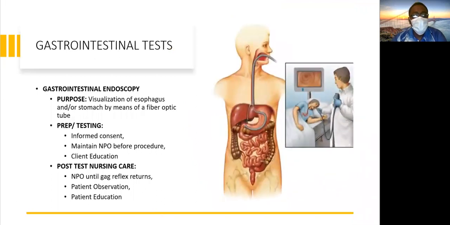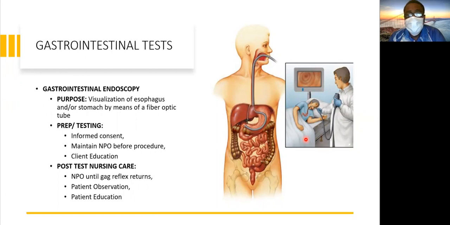So let's look at gastrointestinal endoscopy, which is the visualization of the esophagus and the stomach by means of a lighted tube. So that's a lighted flexible fiber optic tube that is introduced through the mouth to the stomach to determine the presence of ulcerations, tumors. You can also use it to obtain tissue or fluid samples.